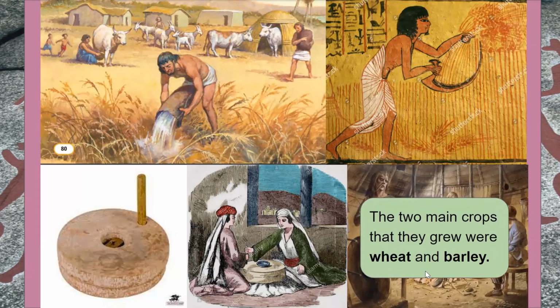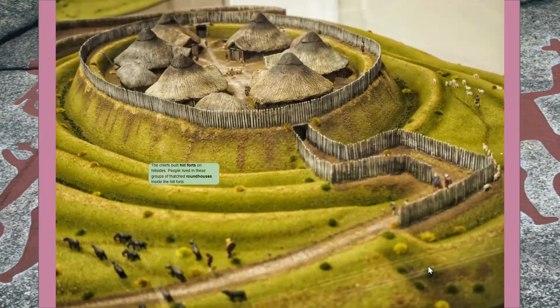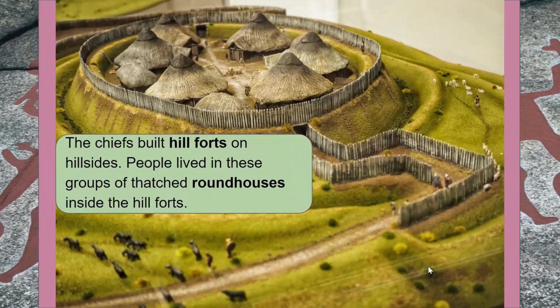The two main crops that they grew were wheat and barley. People were able to grow peas, beans, and flax too. They invented the rotary quern that helped to grind grains for flour easier and quicker. Their diet was a combination of bread, porridge, and stews.